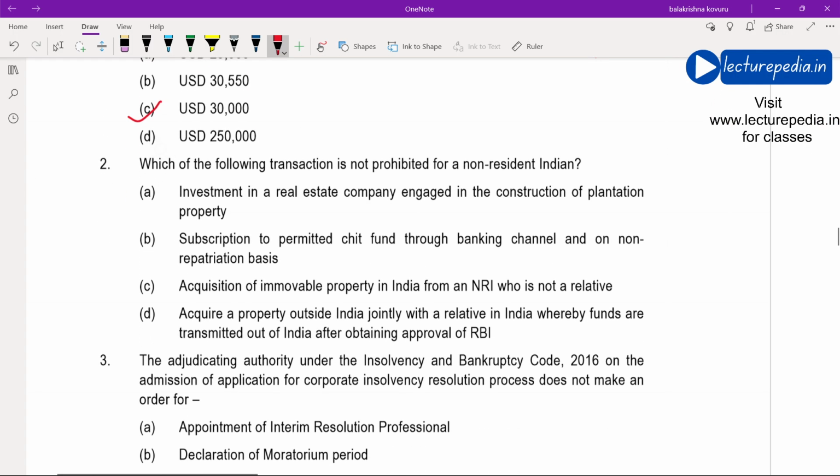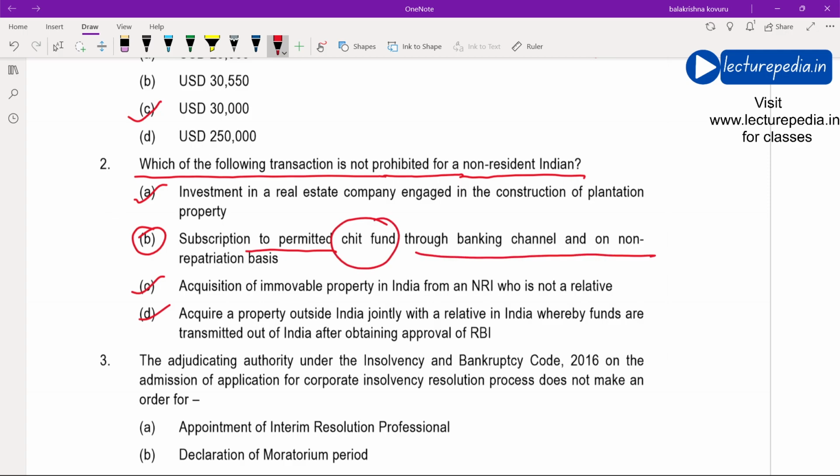Next, which of the following transactions is not prohibited for a non-resident Indian? If you observe, option A, option C, option D, all these three options are prohibited for non-resident, whereas option B, that is subscription to permitted chit fund through banking channel and on non-repatriation basis, is not prohibited.